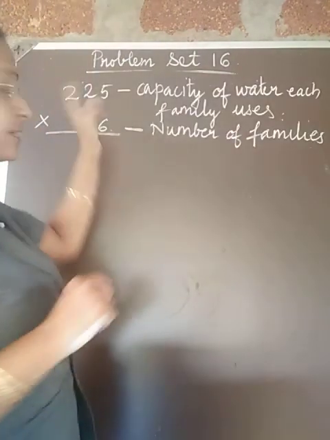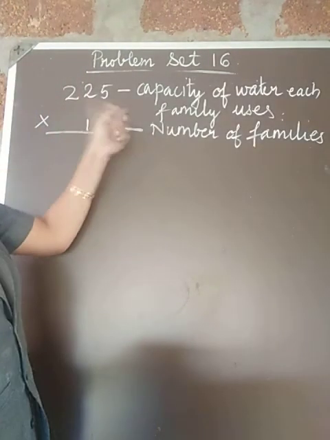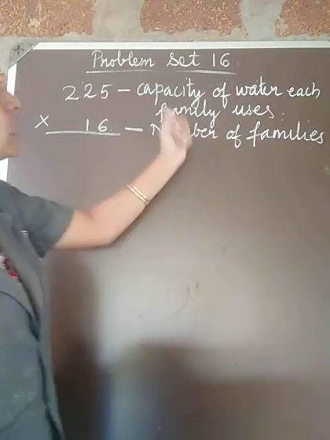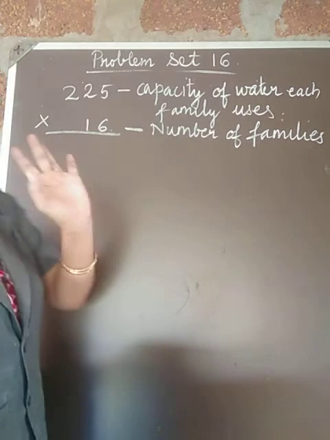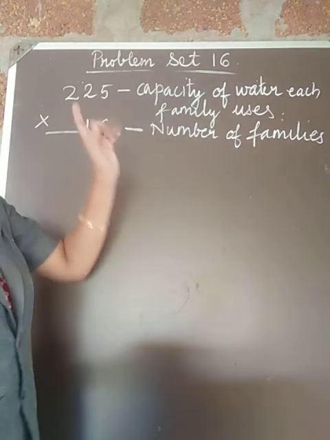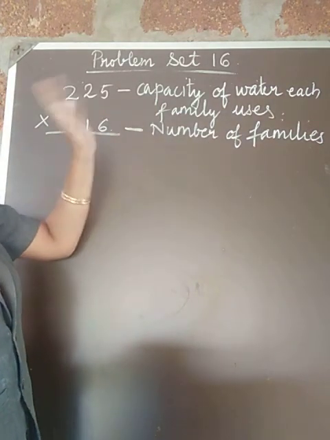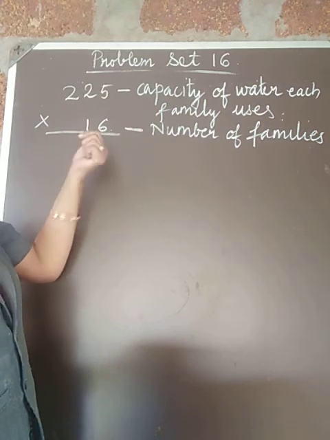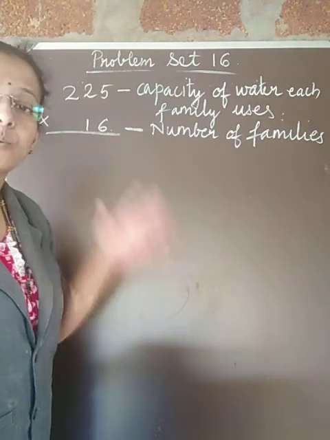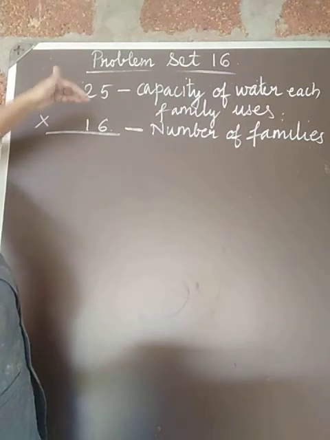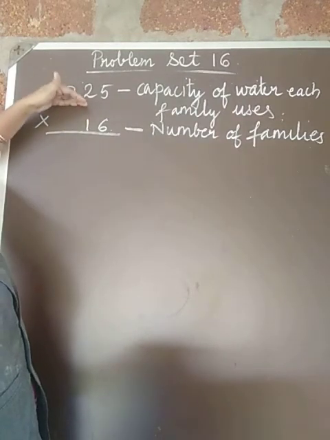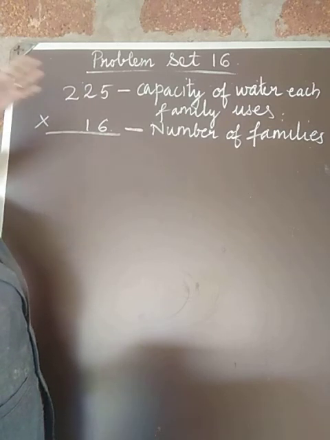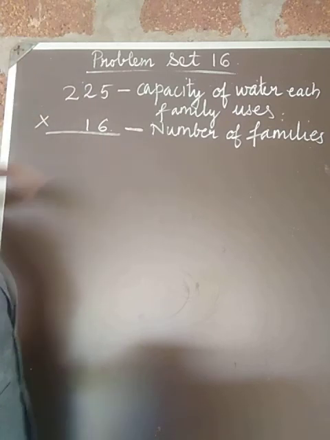So here is the data which I have written now. Each family uses around 225 liters of water. So this is the capacity of water each family uses. That means a single family uses this many liters of water. And the total number of families is 16. So now we have to find out what is the total usage of water. If one uses this many liters, then all the 16 families are using how much water, that we have to find out by multiplying.